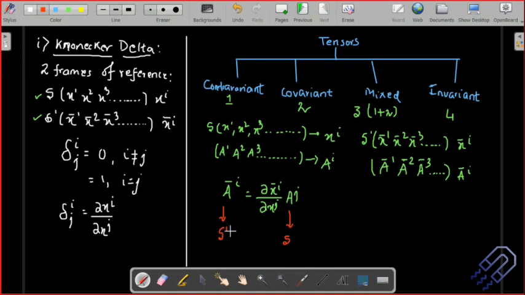Okay, this is in the S prime frame and this is in the S frame, and there is a reason why we have put a superscript to it and not a subscript. This is i, this is j. These kinds of representations, where we put the i, j and k on the superscript, are a representation of contravariant tensors. These are contravariant tensors.